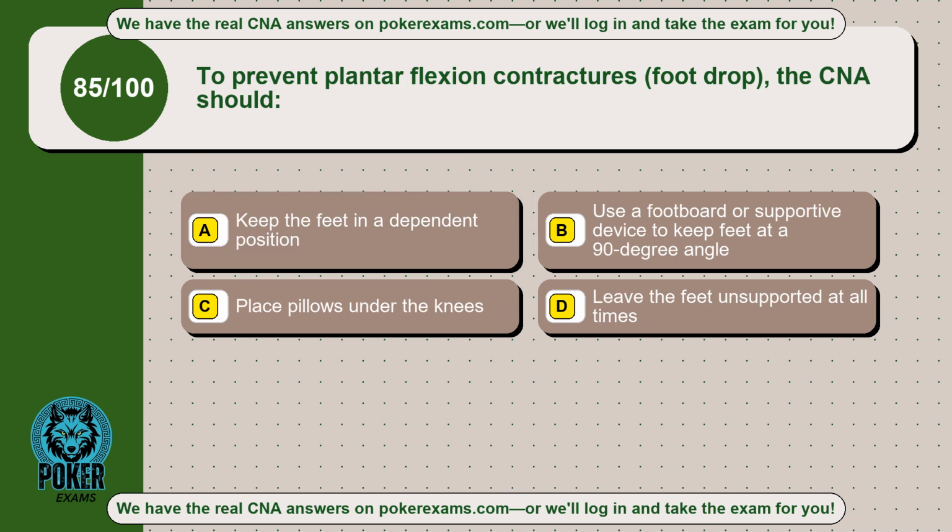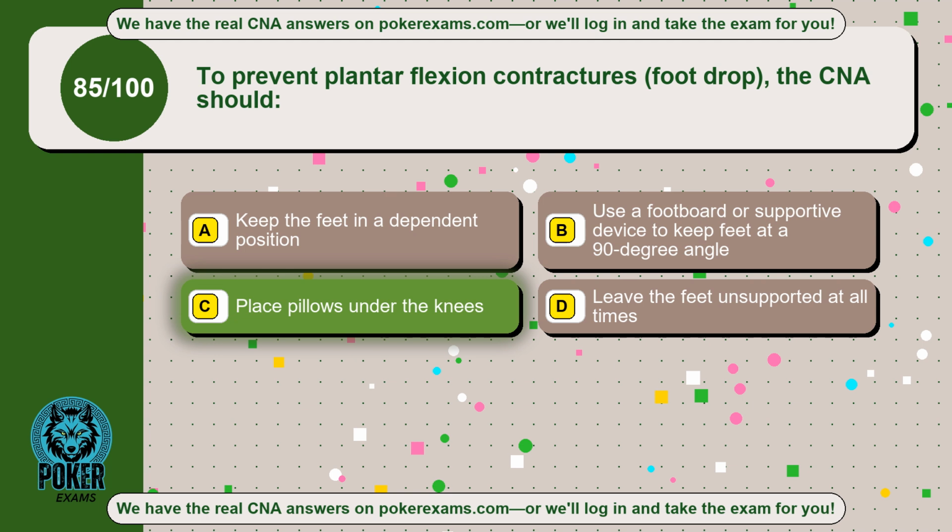Question 85. To prevent plantar flexion contractures, foot drop, the CNA should: Option A, keep the feet in a dependent position. Option B, use a footboard or supportive device to keep feet at a 90-degree angle. Option C, place pillows under the knees. Option D, leave the feet unsupported at all times.